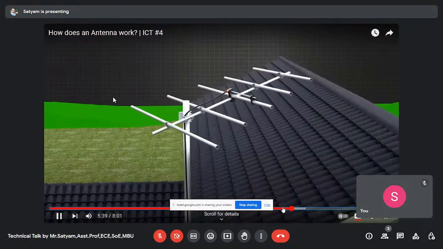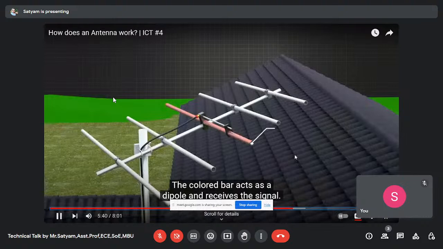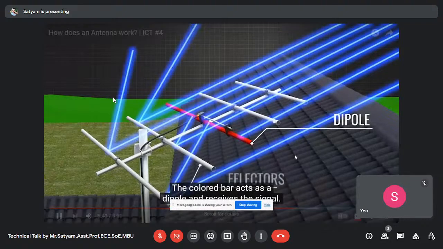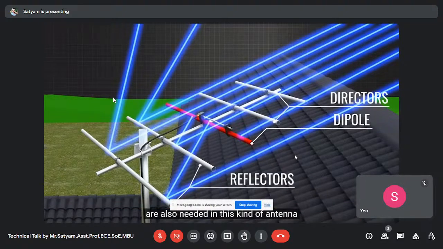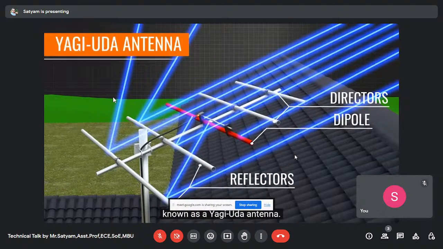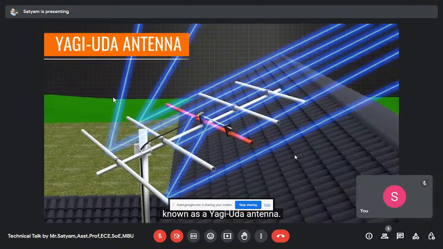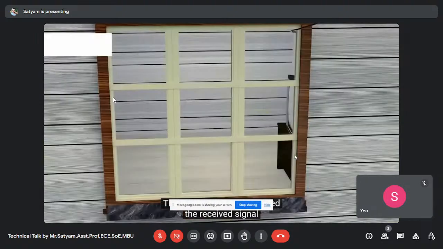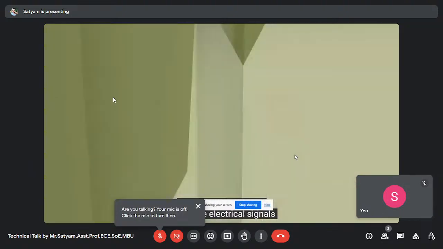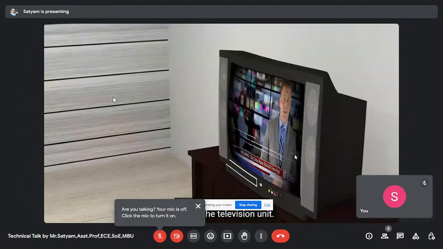Yes. The colored bar acts as a dipole and receives the signal. A reflector and director are also needed in this kind of antenna to focus the signal on the dipole. This complete structure is known as a Yagi-Uda antenna. The dipole antenna converted the received signal into electrical signals, and these electrical signals were carried by coaxial cable to the television unit.